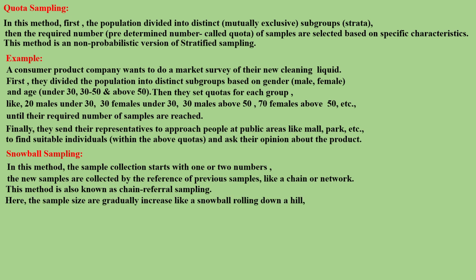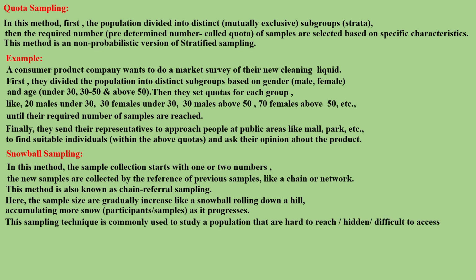Here the sample size is gradually increased like a snowball rolling down a hill, accumulating more snow. That is, participants are added as the sampling progresses. So if I ask my 2 friends, then they will refer their family members or their friends. Then those will ask for their friends. Like that the chain will go, and the sample will grow.